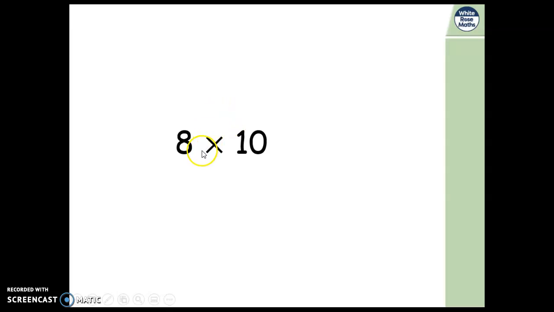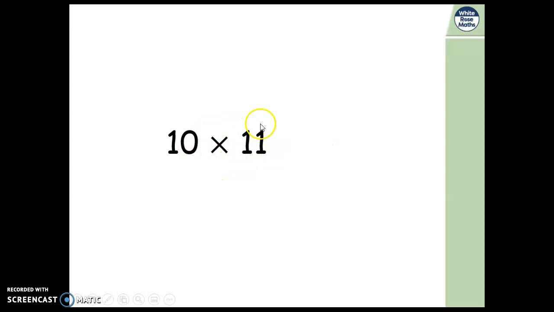8 times 10. 8 ones changes to 8 tens. Remember that first video that we looked at where we put it into the machine and the ones changed to tens. So the 8 ones changed to 8 tens. 10 ones, if we put that into the machine, we get 10 tens, which is 100.